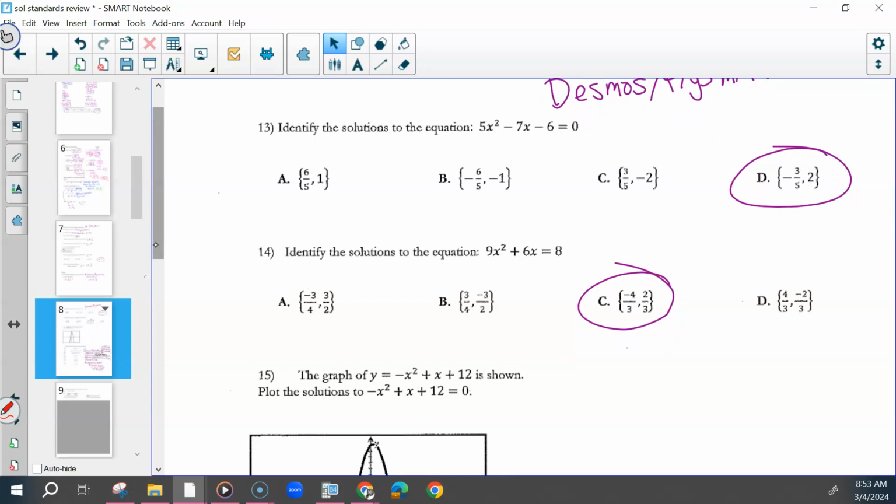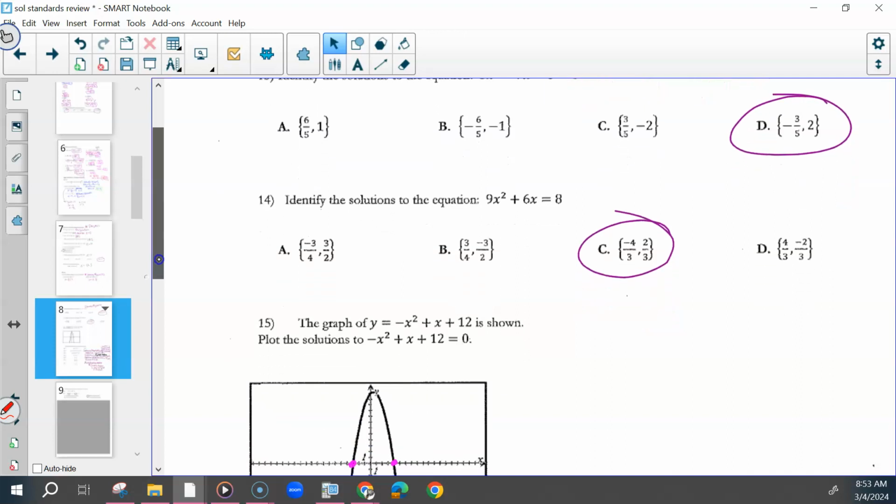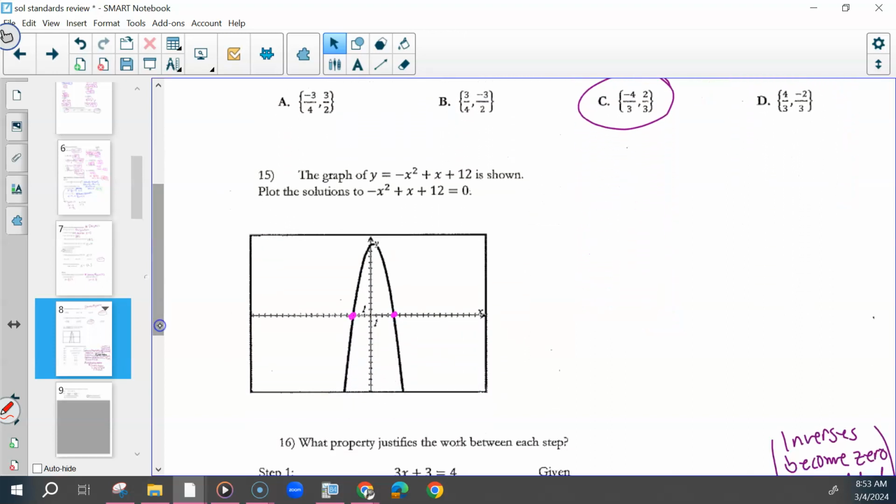Again, those are identifying solutions. So x-intercepts, you put that in, you find the x-intercepts. 15 was plot the solutions. Solutions are x-intercepts.